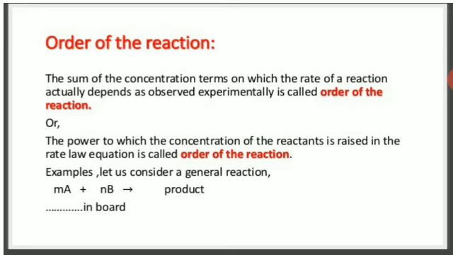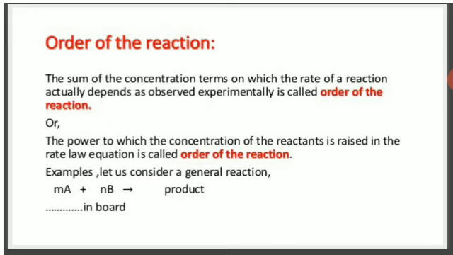The order of the reaction is the sum of the concentration terms on which the rate of the reaction actually depends, as observed experimentally. Or it is the sum of the powers to which the concentrations of the reactants are raised. So mA plus nB giving rise to product.